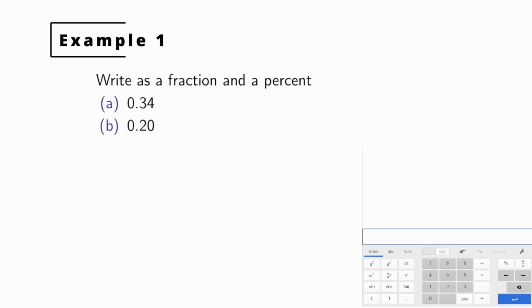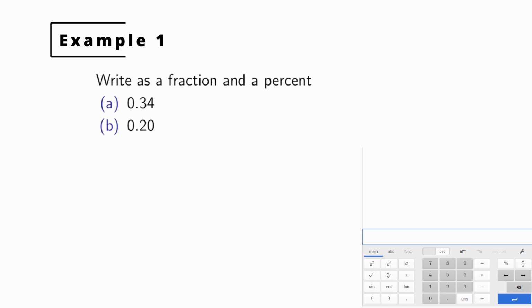In this video, we're going to learn to convert between fractions, decimals, and percentages. I will assume that you are comfortable rounding to a given decimal place. All right, let's start with an example. We want to write as a fraction and percent these two numbers. So first A 0.34 and B 0.2.